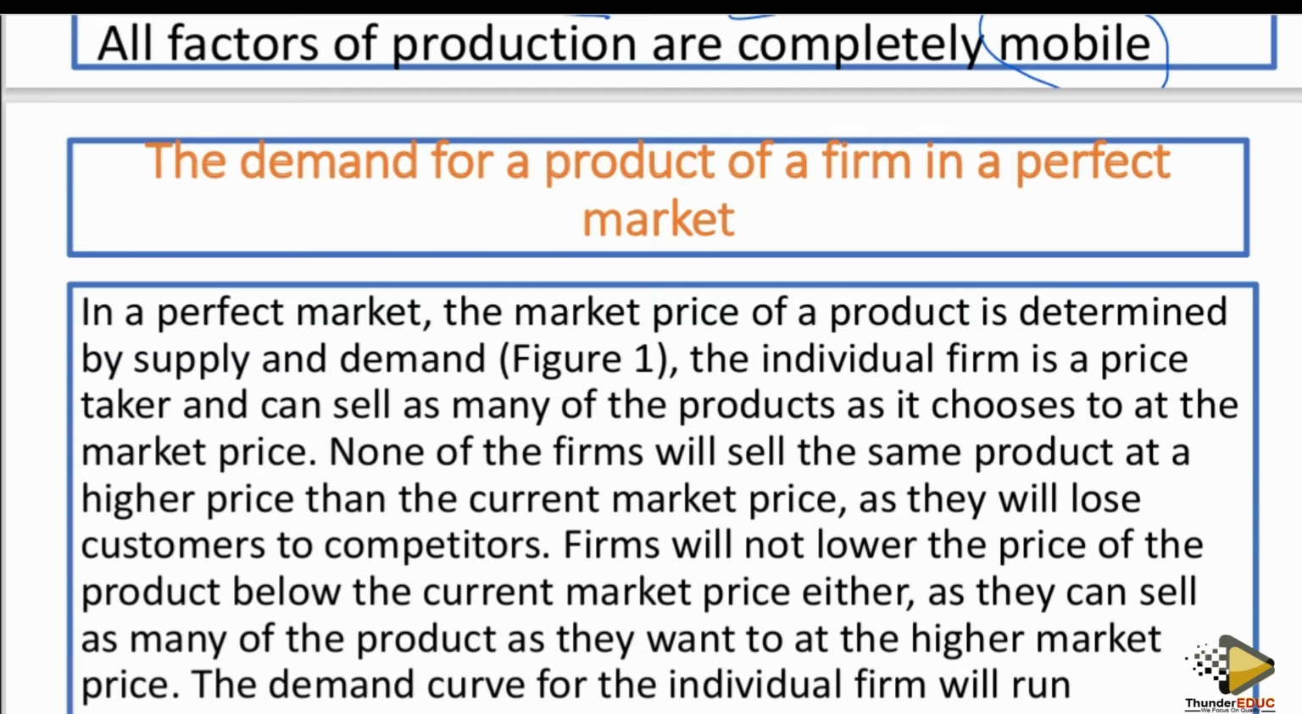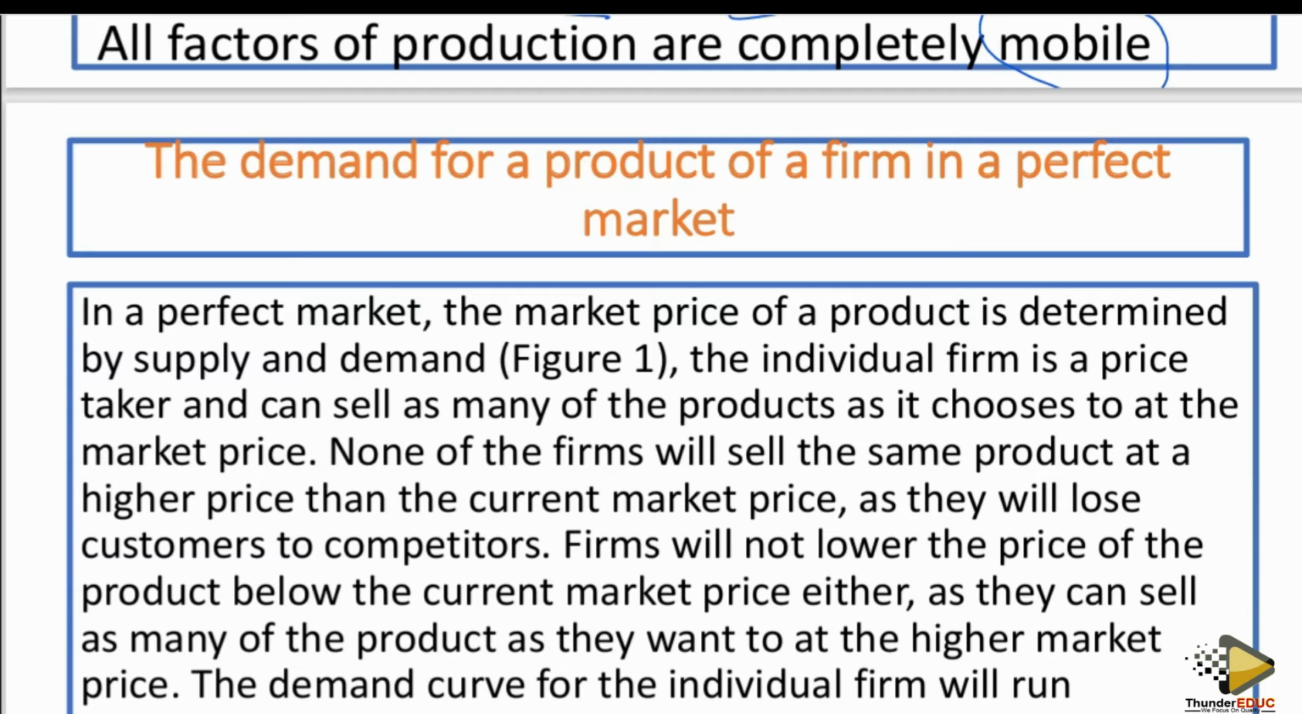And also it shows that the average revenue is equal to the price. It also says that the marginal revenue is equivalent to the average revenue as well as the prevailing market price. Okay, right. So now let's check the information given.